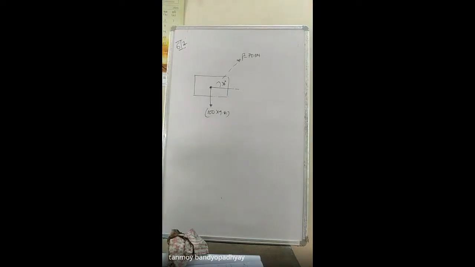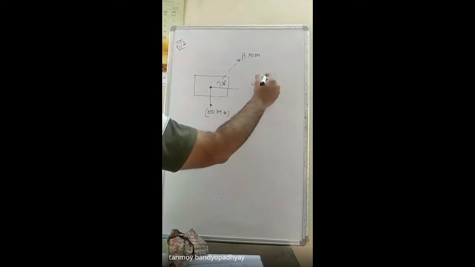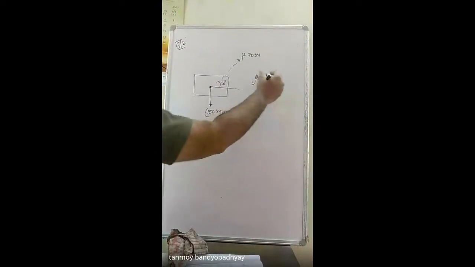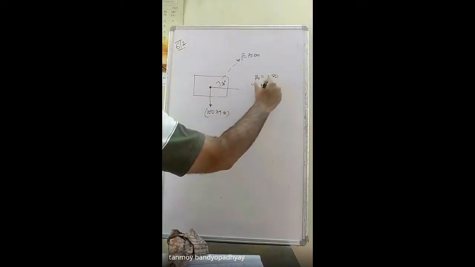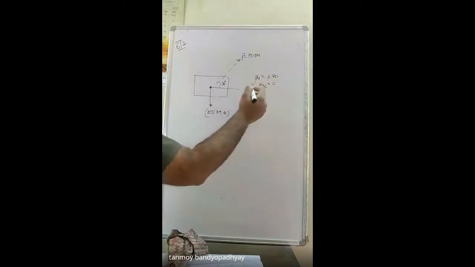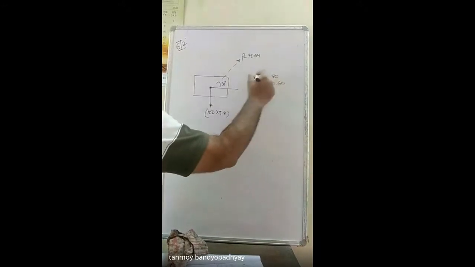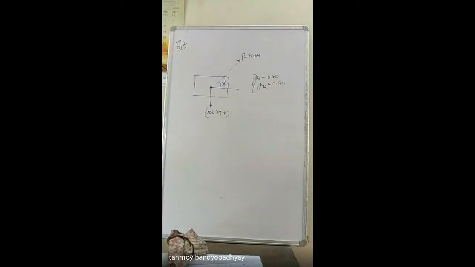Mu s and mu k are given, and we have to determine the value of the frictional force. Mu s is 0.80 and mu k is 0.60. These are the values of the coefficients of friction given.